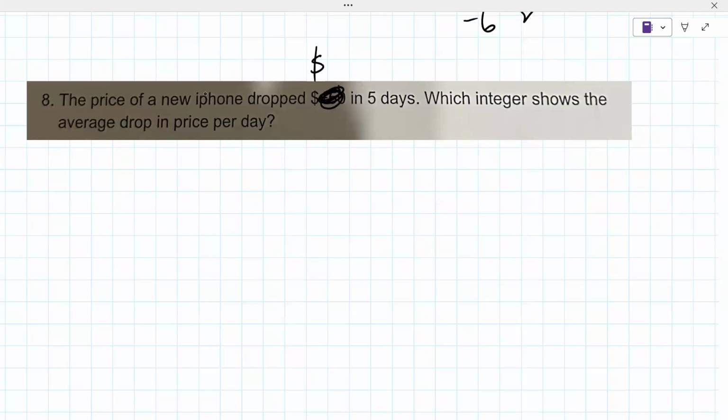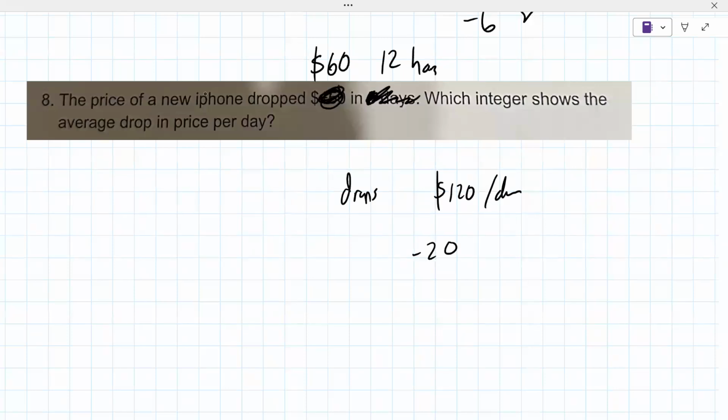Let's say it drops $60 in 12 hours. So what's the price per day drop? It's a little bit different. Still price per day, but it's in 12 hours. Negative 120 hours. Price per day, negative is 120 dollars. Yeah, negative 120. Okay. So yeah, you can either say drop $120 per day, or like you said, minus 120 per day. Okay.